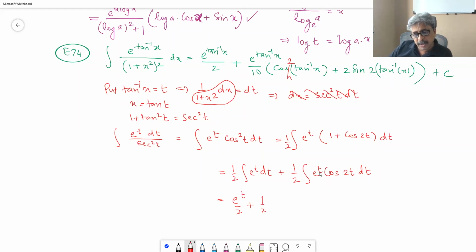We have to apply the formula. Here a is 1 and b is 2. So e raised to t upon a square plus b square, that is 5. Not radical, a square plus b square. Into a times cos bt, that means cos 2t plus 2 sine 2t. Replacing t with inverse tan x, you get the desired answer.